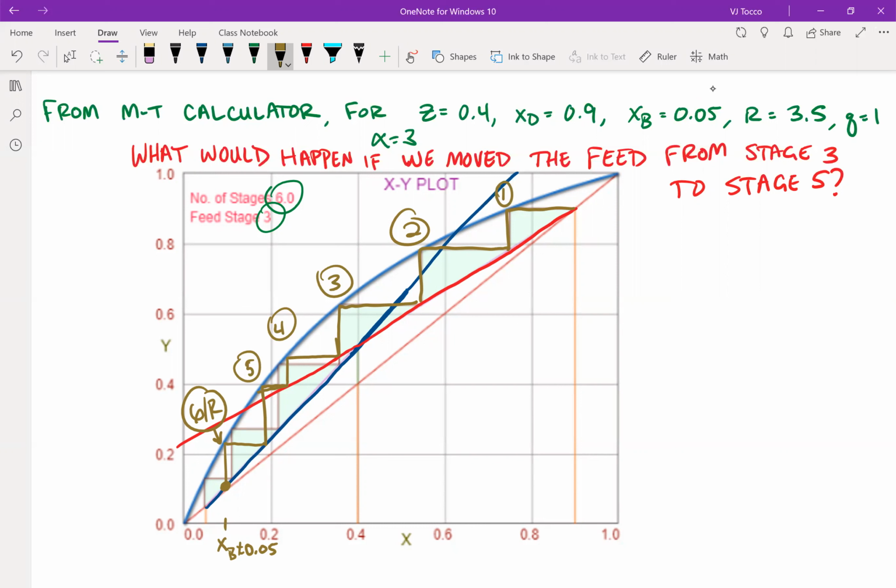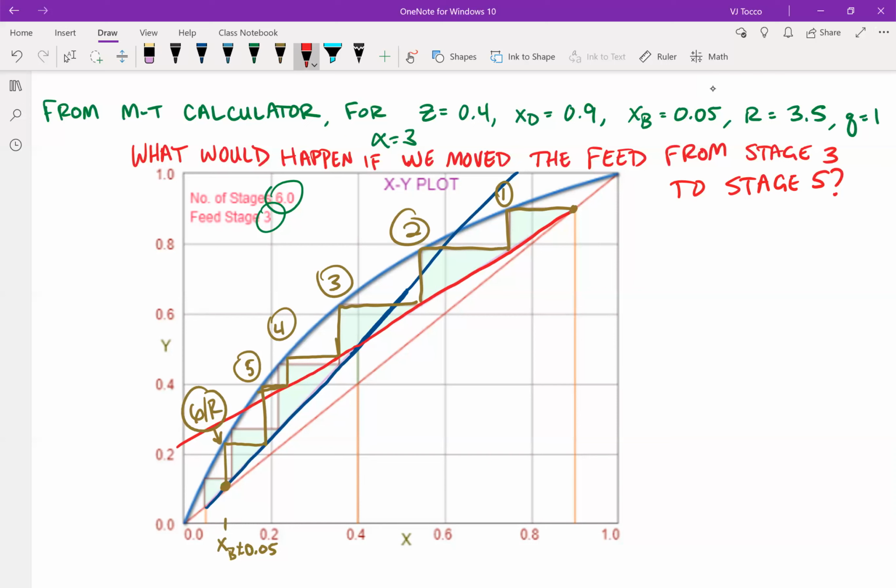So where did I go wrong here in this procedure? And that is because I had assumed that XD is still going to be at 0.9. What would actually happen in this case is my entire operating line would have to shift. So what I have to do now is guess and check a different XD. So in other words, maybe I would guess a different XD. Maybe I want to guess that XD is 0.8 or something like that.